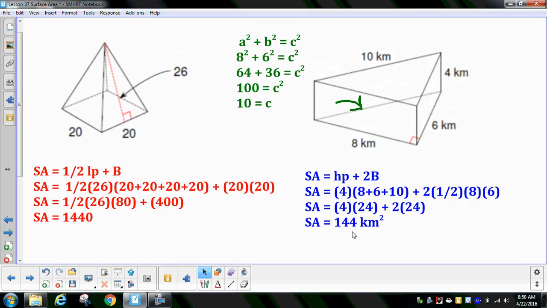So I'm cutting you some slack today. There's no you-dos. We only did a couple examples. We'll do plenty of examples in class using the formulas, finding the dimensions we need for all the different types of 3D figures.